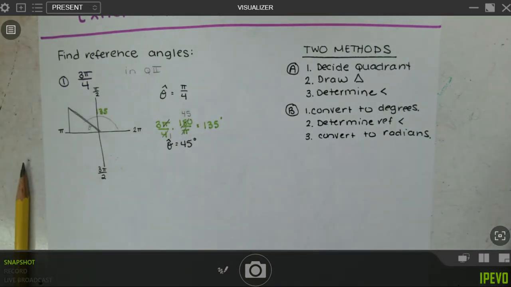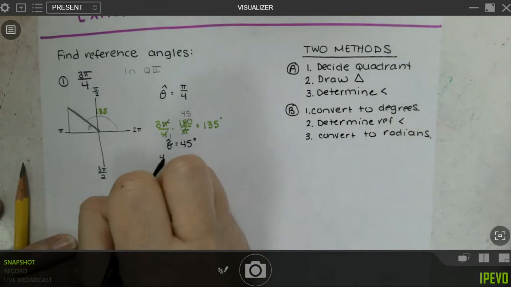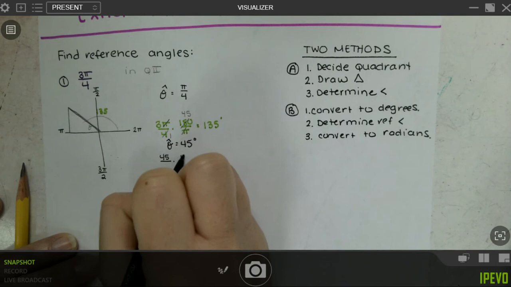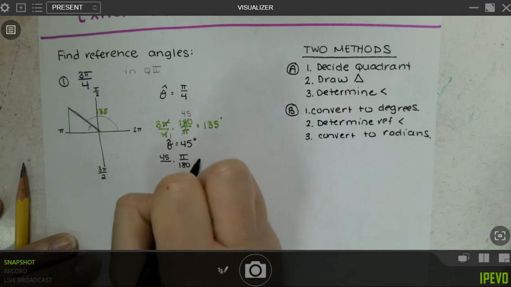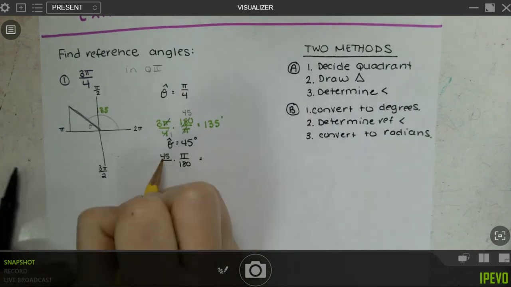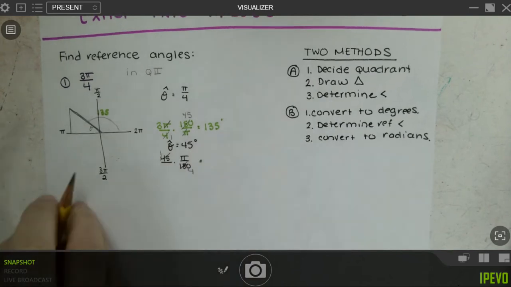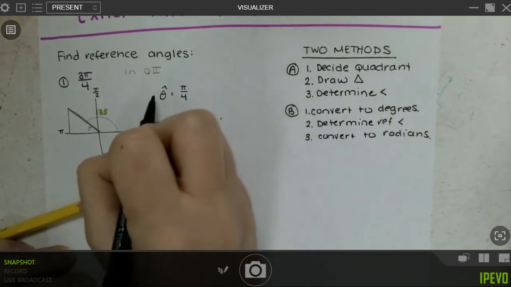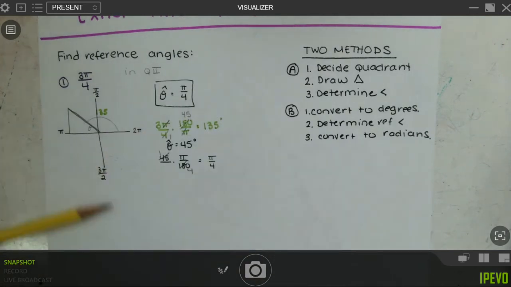But now we want to get this back into radians. So 45 times pi over 180. And again, you can see we're going to follow that same process, pi over 4. So either way, you get the same answer, that the reference angle is pi over 4.